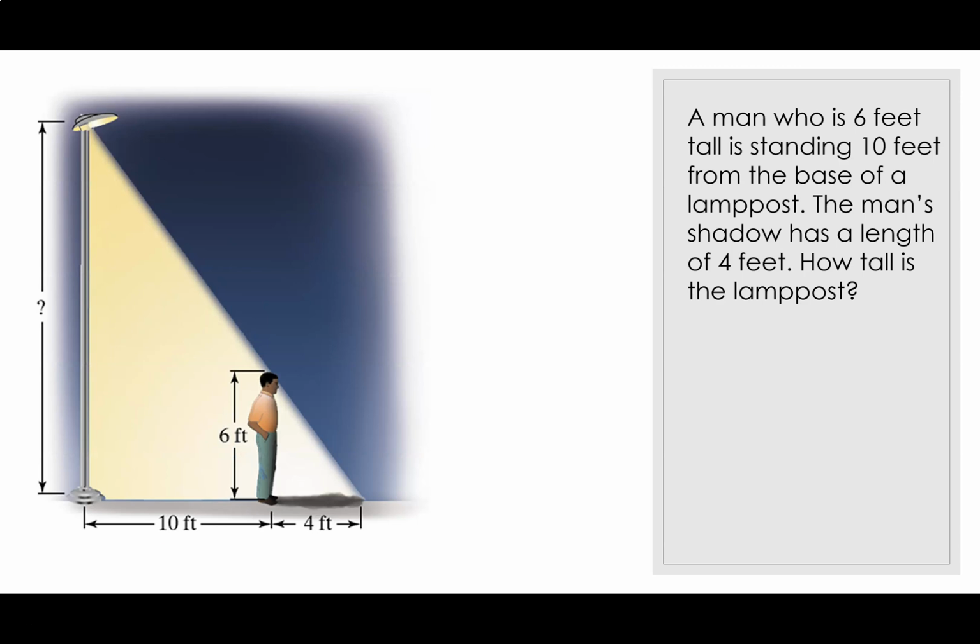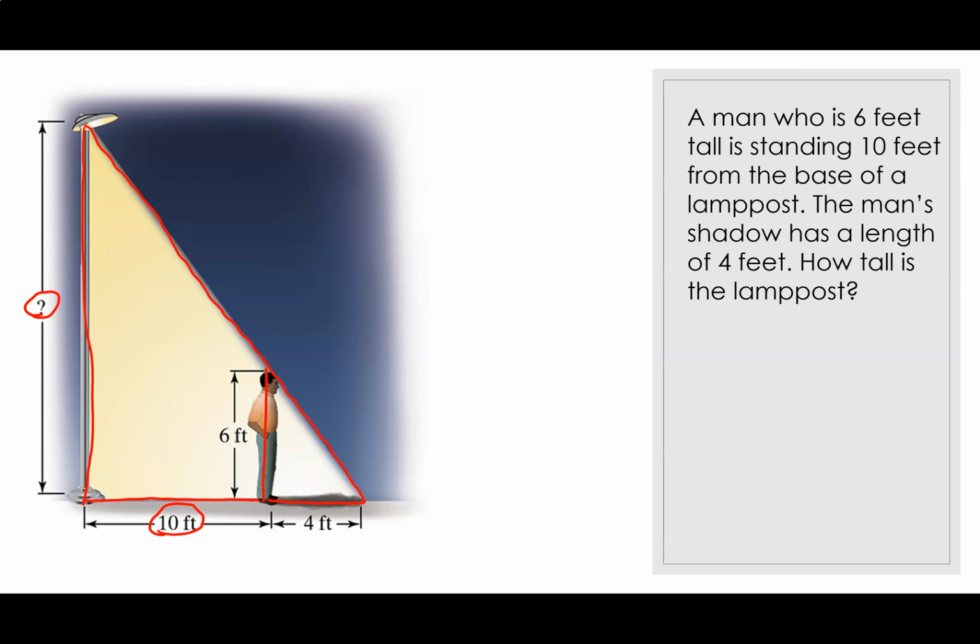Okay, the man is 10 feet away from the post. So this is 10 feet away from the post. He is 6 feet tall. His shadow is 4 feet. How tall is the lamppost? So if we look at this here, we will see that there is a big triangle here and the little triangle.